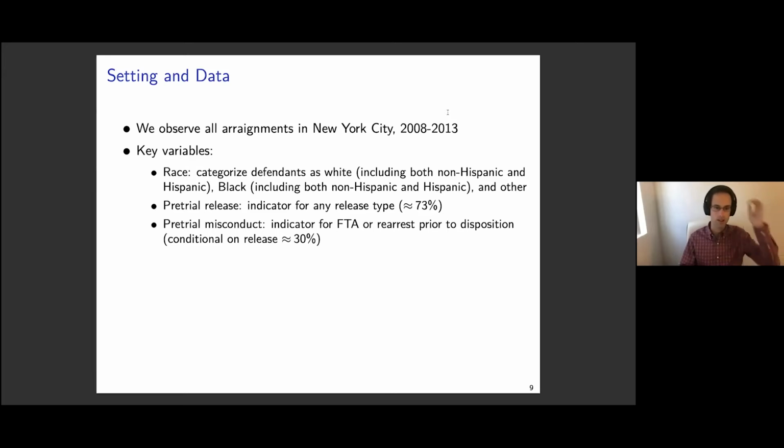The main outcome or qualification is going to be pretrial misconduct, which is an indicator for either failing to appear or being rearrested prior to your disposition. Conditional on release, around 30% of defendants do participate in pretrial misconduct. We're also going to have access to some case and defendant characteristics such as crime, age, and criminal history.